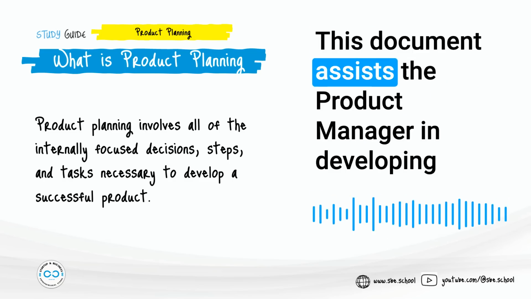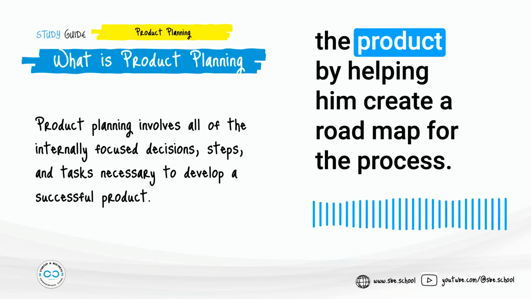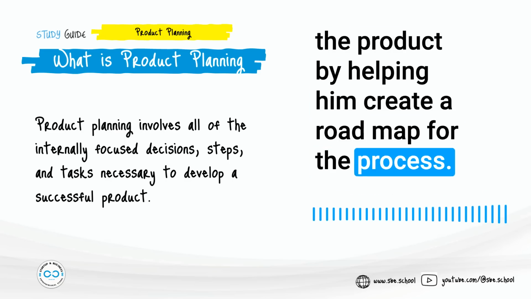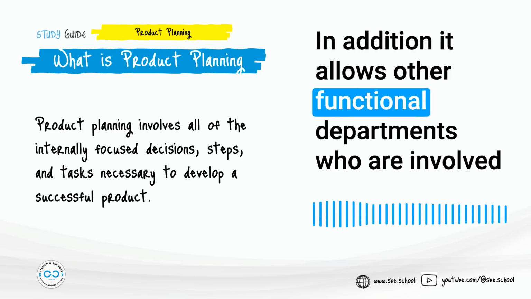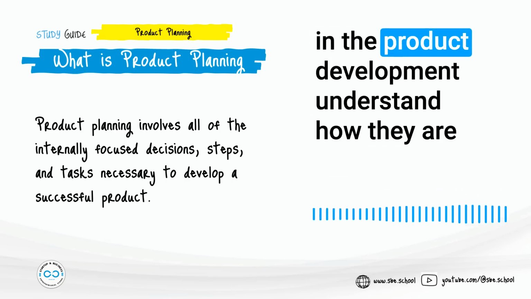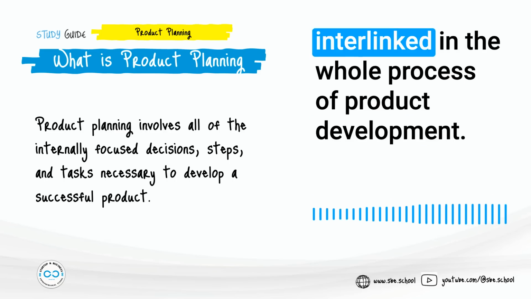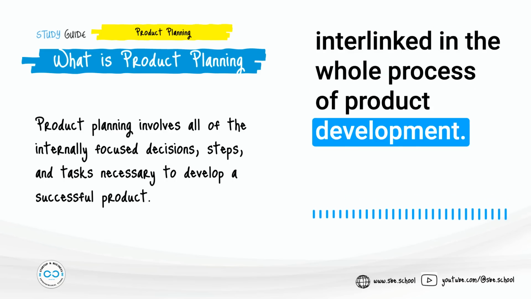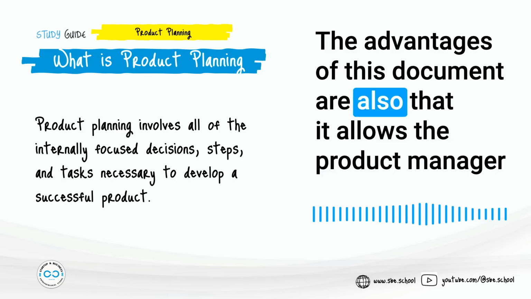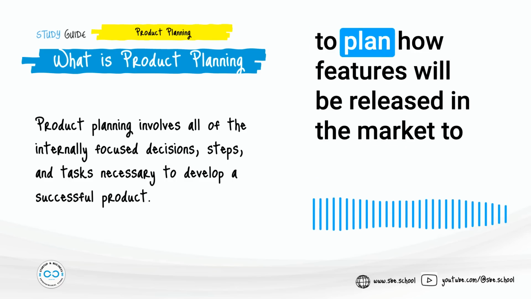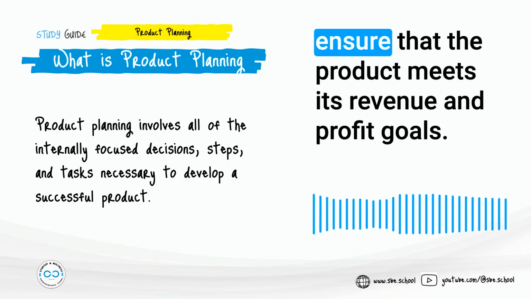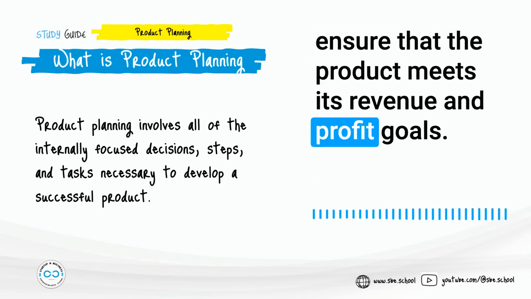This document assists the product manager in developing the product by helping him create a roadmap for the process. In addition, it allows other functional departments who are involved in the product development to understand how they are interlinked in the whole process of product development. The advantages of this document are also that it allows the product manager to plan how features will be released in the market to ensure that the product meets its revenue and profit goals.